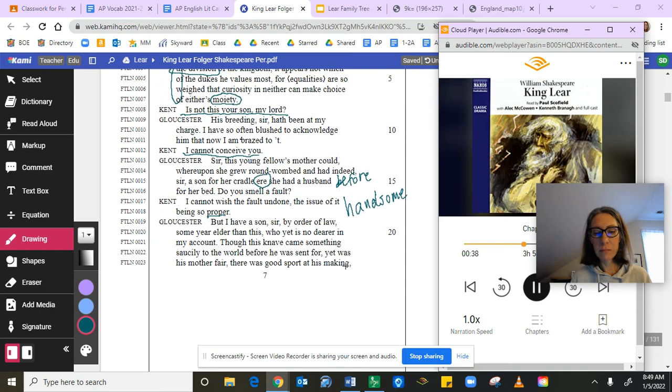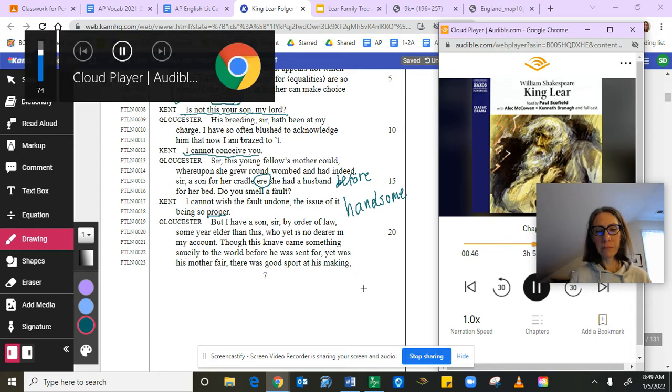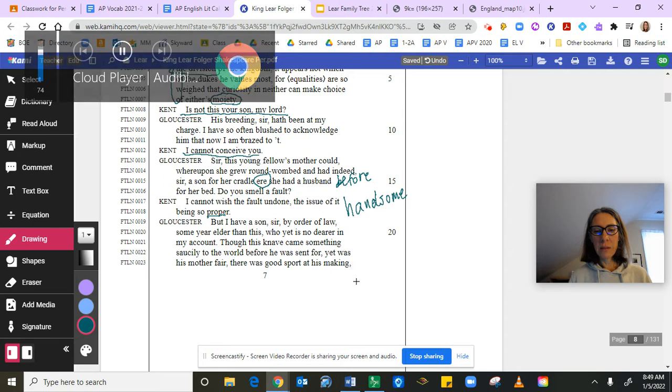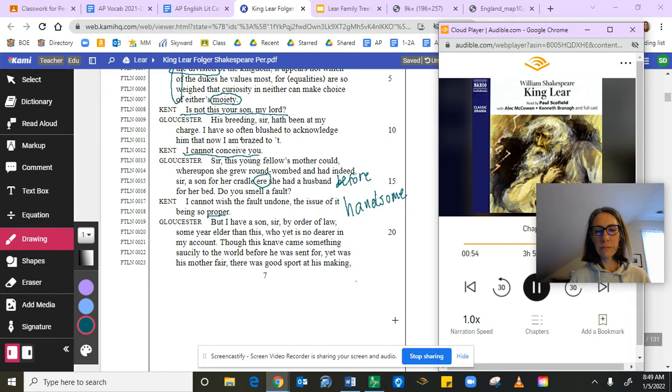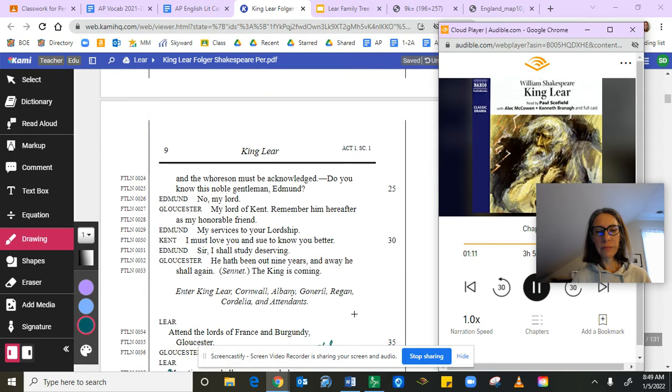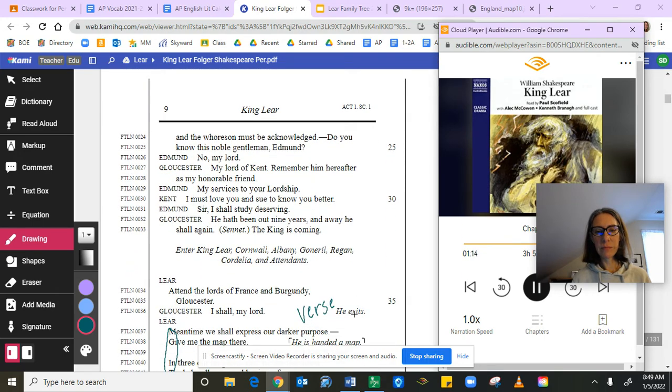Sir, this young fellow's mother could, whereupon she grew round-wombed, and had indeed, sir, a son for her cradle ere she had a husband for her bed. You smell a fault? I cannot wish the fault undone, the issue of it being so proper. But I have a son, sir, by order of law, some year elder than this, who yet is no dearer in my account. Though this knave came something saucily to the world before he was sent for, yet was his mother fair. There was good sport at his making, and the whoreson must be acknowledged.